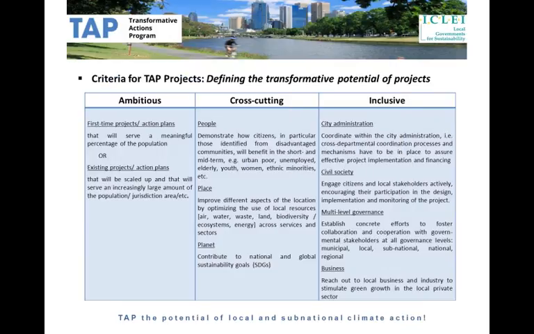Now, if we look at the criteria for selecting individual projects, the key point is that the project should have the potential to transform society. What we mean by that is that the project should answer 3 criteria. It should be ambitious, it should be cross-cutting, it should be inclusive. So if we look closer at what this means, you can see on your screen, first of all, ambitious.